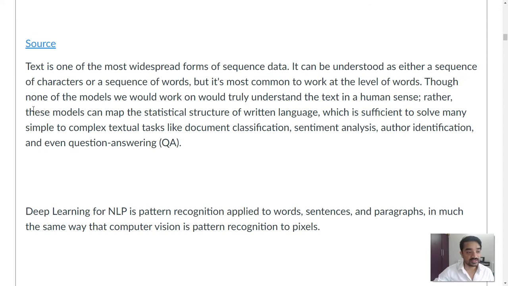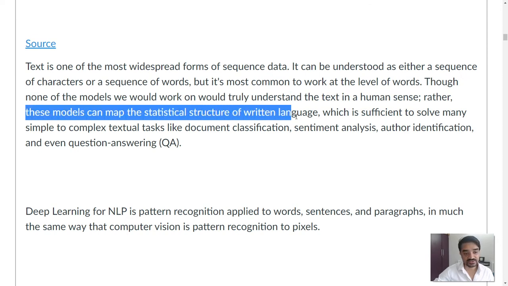Okay. Now, rather, these models can map the statistical structure of the language, so they can know that when we use the word hate, it is a negative word. When we say that I distrust someone, that is also a negative word. And how does the model learn this? It's going to go through all the text possible in the world, and it's going to see where hate is used. Hate will never be used with something which is poetic, right? Something which is on the romantic side. Which is sufficient to solve many simple tasks like document classification, sentiment analysis, author identification, and even question answering.